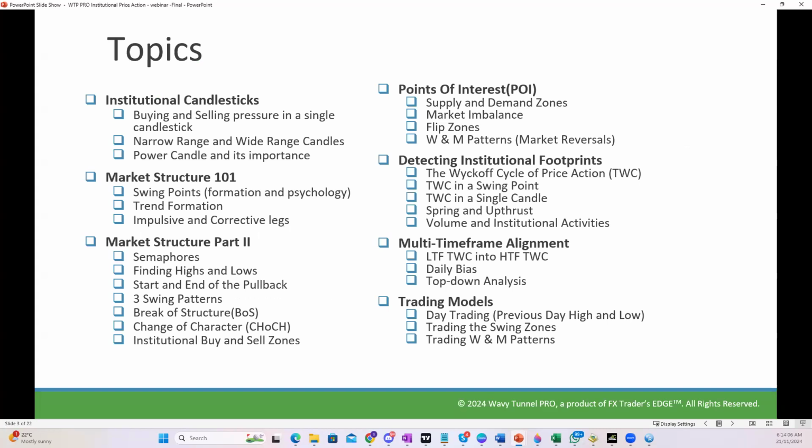Today, we will simply focus on institutional candlesticks and a very high level of the market structure. But the thing I want to show you today is the power of a single candle and how you can catch the top and the bottom of every single candle, because there are clues from the institution in every single candle, and they will help you to catch those tops and bottoms.